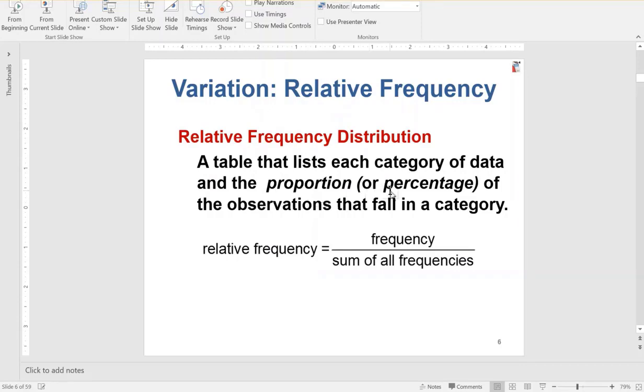So I'm sure all of you know how to compute a percent. If you want to know a percent that fell in each category, you would just set up a fraction where the denominator is, how many do you have altogether, and in the numerator, what's the frequency? Right? So that is also known as relative frequency.